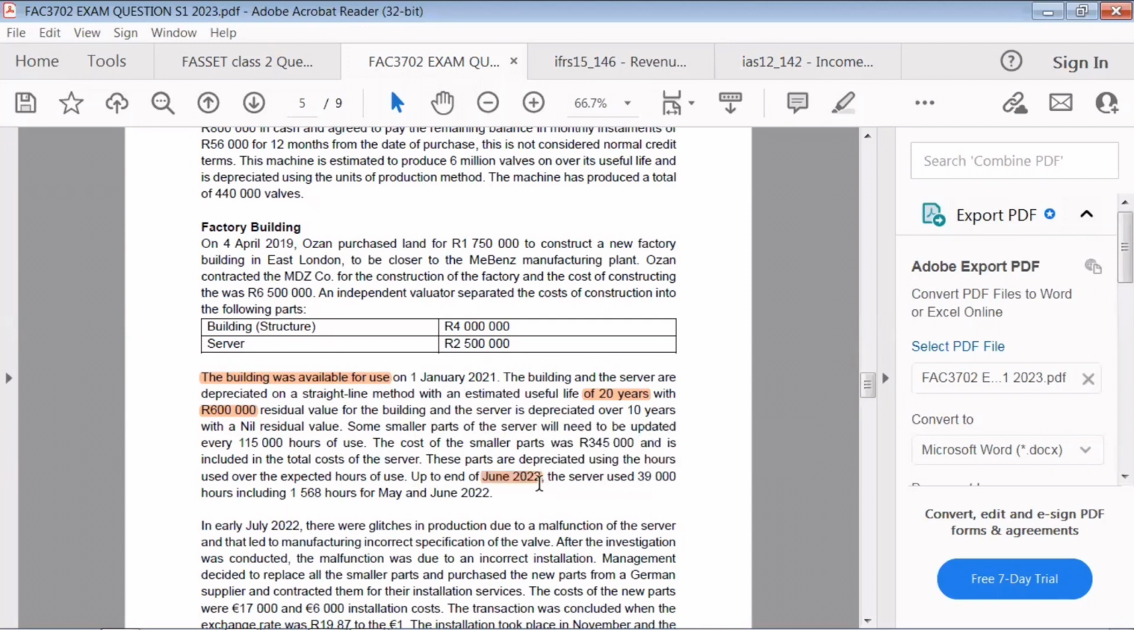Then they said up to the end of this date. That means until the end of the previous year. The server had used how much? 39,000 hours. But in this amount is included this one that pertains to May and June, to May and June 2022. So what are they driving at?